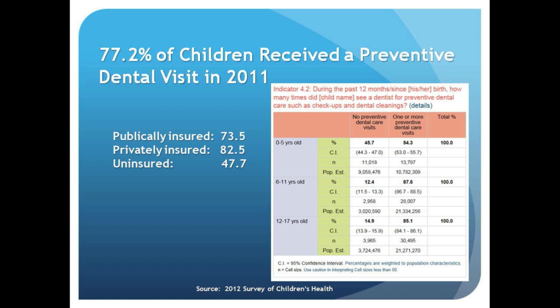This is the National Survey of Children's Health. The question again, during the last 12 months, or since your child's birth if they're less than 1 year of age, how many times did your child see a dentist for preventive dental care, such as checkups or dental cleaning? So the question is much more specific in this case, however, you still get a fairly high percentage. If you're looking at publicly insured, 73.5% of kids, and we could see from the CMS 416 data, a much lower percentage had actually had dental claims related to receiving any type of dental care.